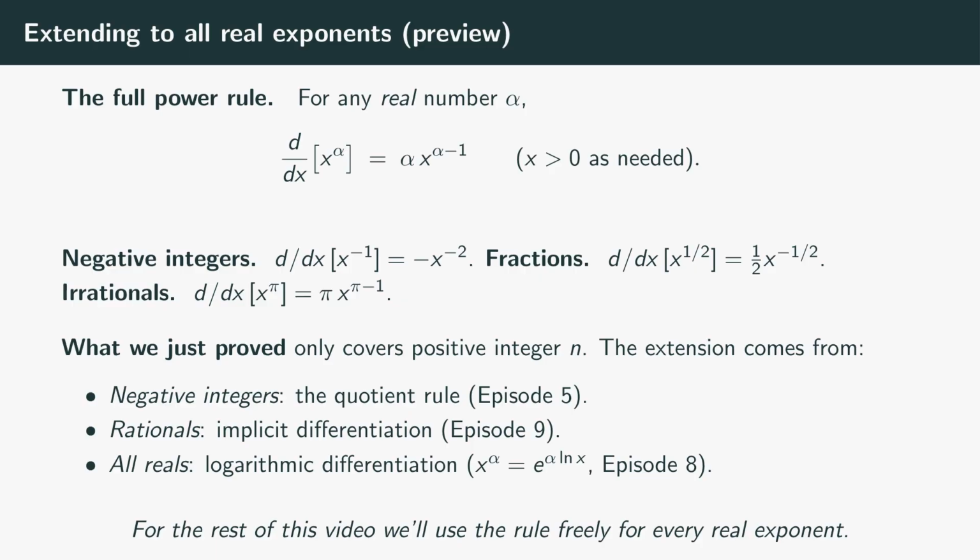The proof we just did doesn't cover any of these cases, because the binomial theorem we used only works for positive integer powers. Modern calculus proves the extensions by other means. Negative integer exponents fall out of the quotient rule next episode. Rational exponents come from implicit differentiation in episode 9. All real exponents come from logarithmic differentiation in episode 8, where we rewrite x to the alpha as e to the alpha times the natural log of x and use the chain rule. For now, trust me, the power rule holds for every real exponent, and we'll use it freely.